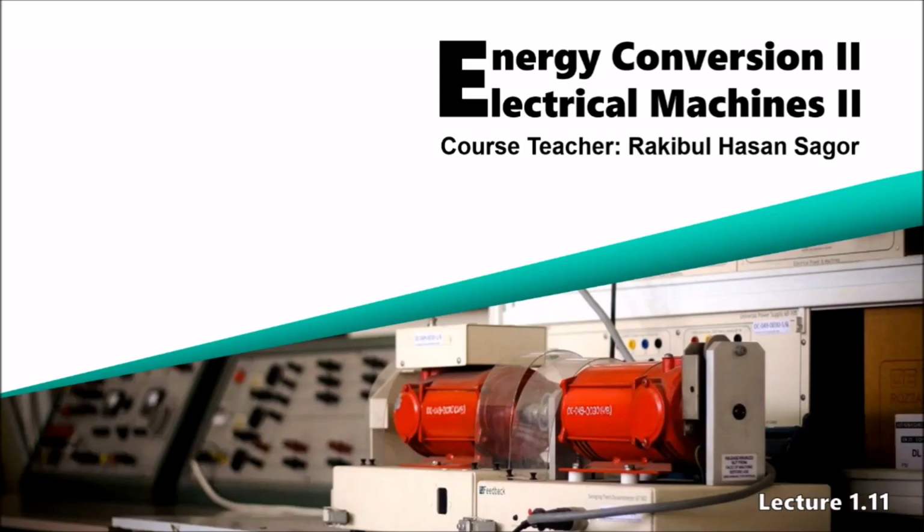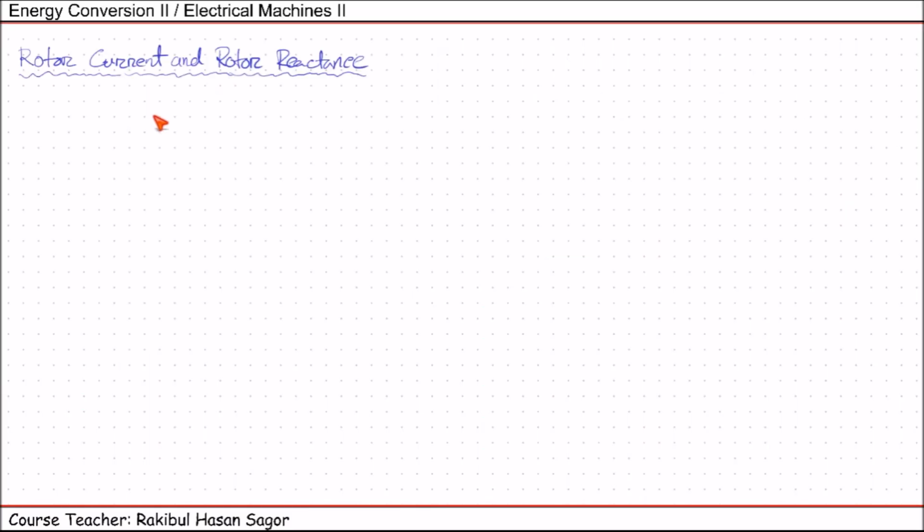Let us start today's lecture. Let us draw the circuit of a three-phase induction motor. In the stator side, we have Y connection as we saw in our previous lecture. This is the neutral point. This is, suppose, phase 1.